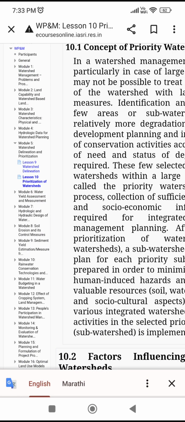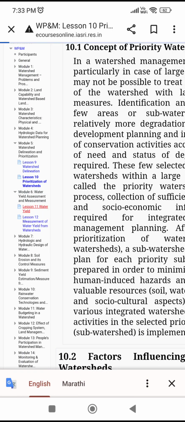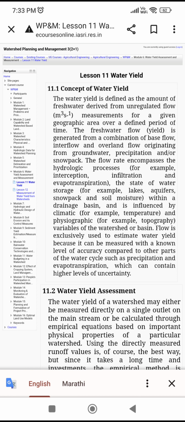So next is water yield assessment. So what is water yield? The water yield is defined as the amount of fresh water derived from unregulated flow, having unit cubic meter per second measurements, for a given geographic area over a defined period of time.